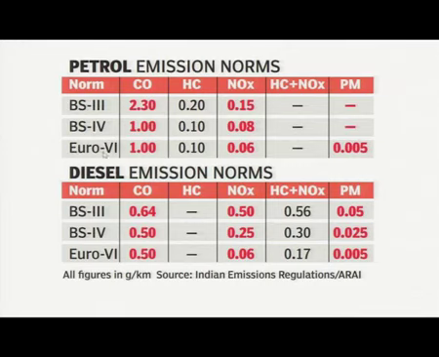So, you can see that there is a gradual decline from Bharat stage 2. Carbon monoxide emission was limited to 2.30 gram per kilometer. In Bharat stage 4 it is 1, Euro 6 is 1. Again for nitrogen oxides, hydrocarbons and particulate matter, it is a similar trend. Similarly for the diesel emission norms also. So, what are these auto fuel policies? They are actually giving us the norms for the emission of various pollutants into the air.